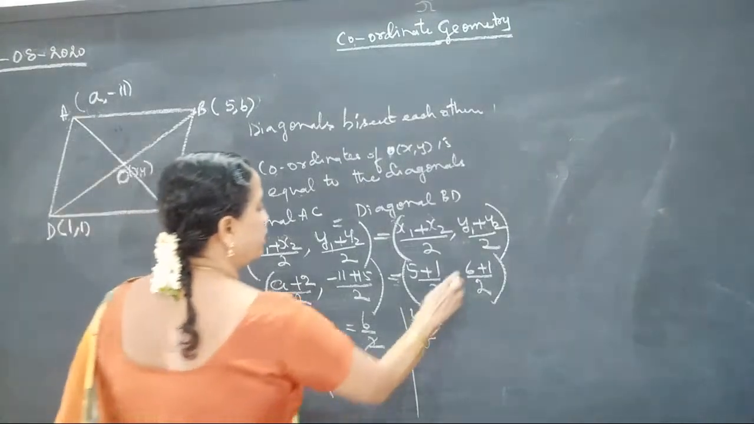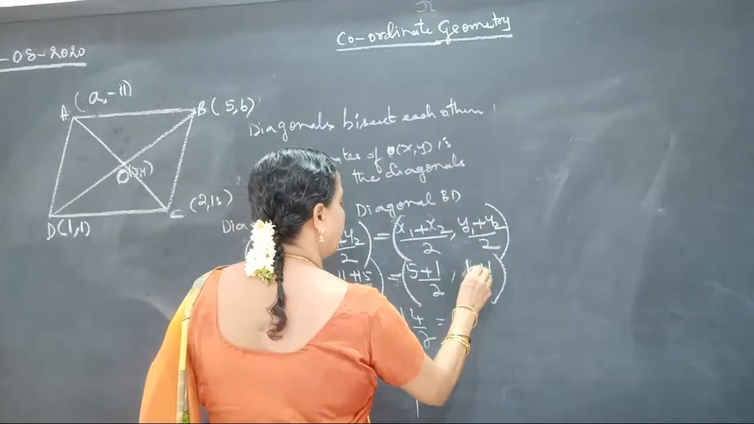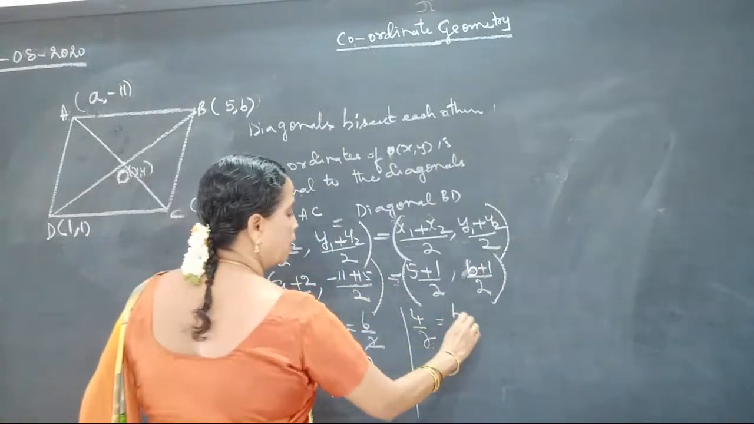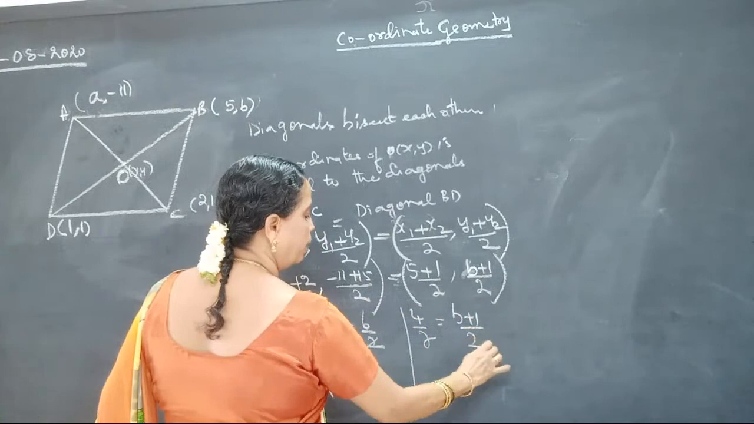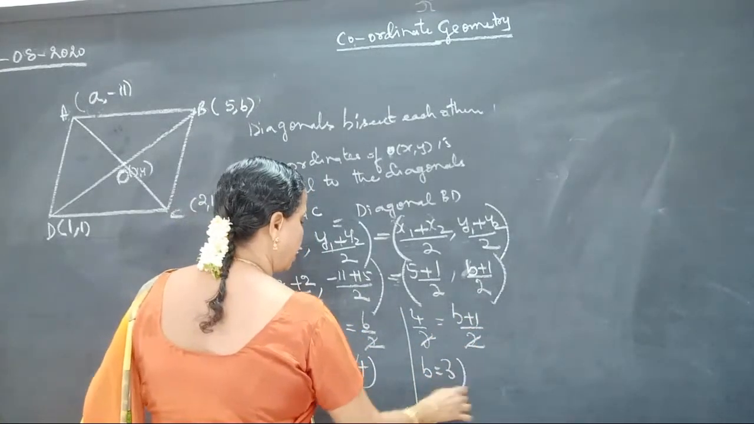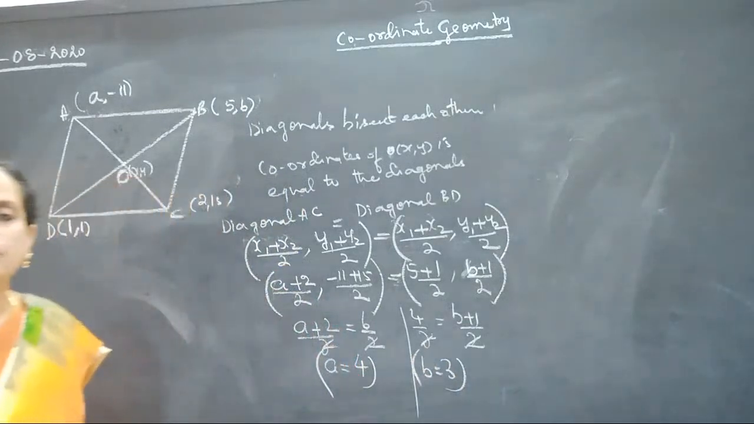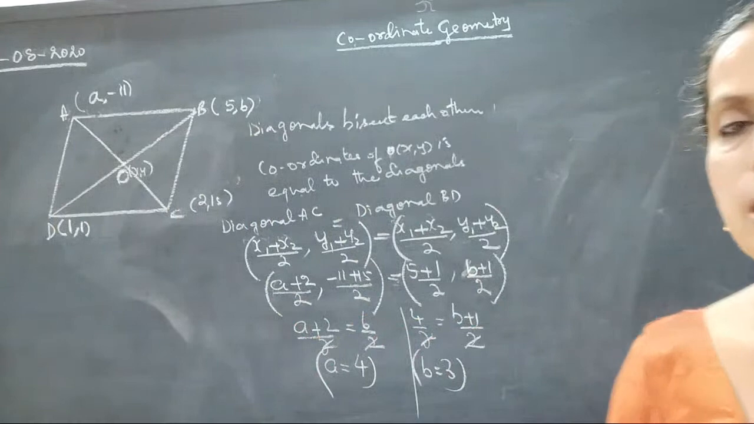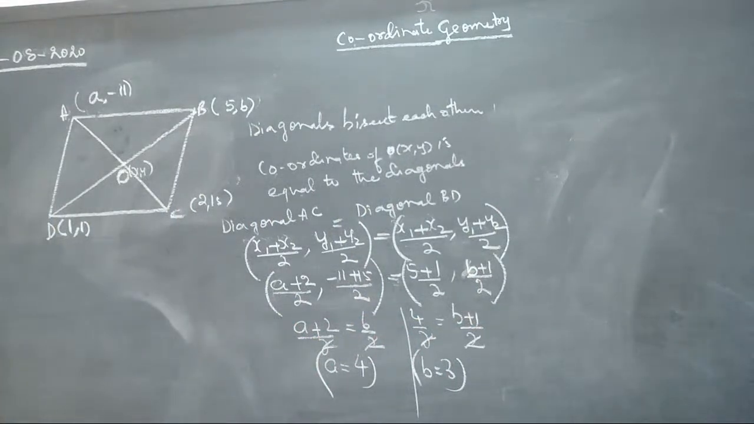It's not 6, it is B. I'm sorry. (4 plus 4) by 2 equals (B plus 1) by 2. Cancel, you get the value of B as 3. A equals 4, B equals 3. Check it once.